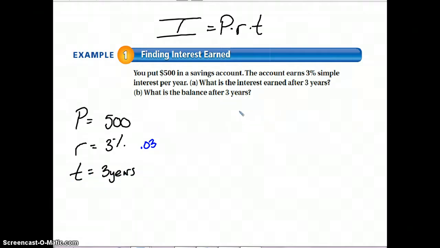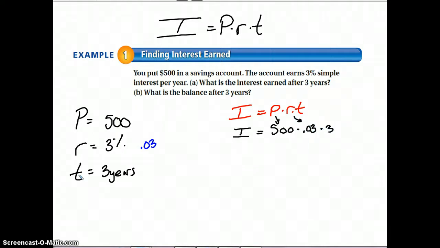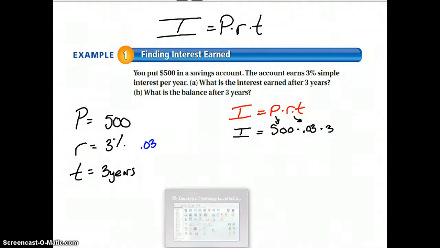Now when you're writing this down on your paper, I want you to start with your formula, and we're going to substitute everything in below. We're going to find the interest for $500 for P. Our rate is 0.03, and our time is 3 years. So we're simply going to multiply all of those things to figure out what our final answer is.